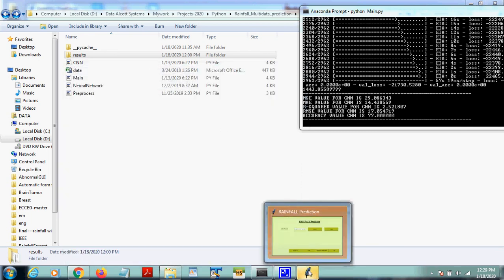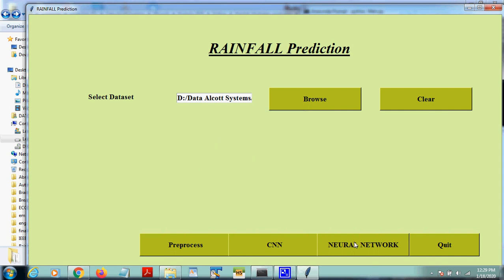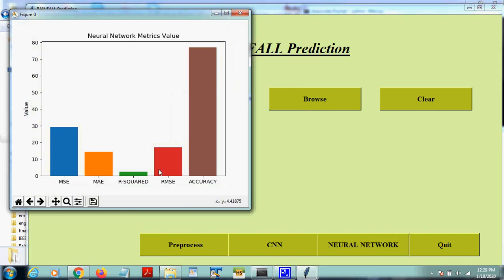A neural network now. It's the neural network accuracy.